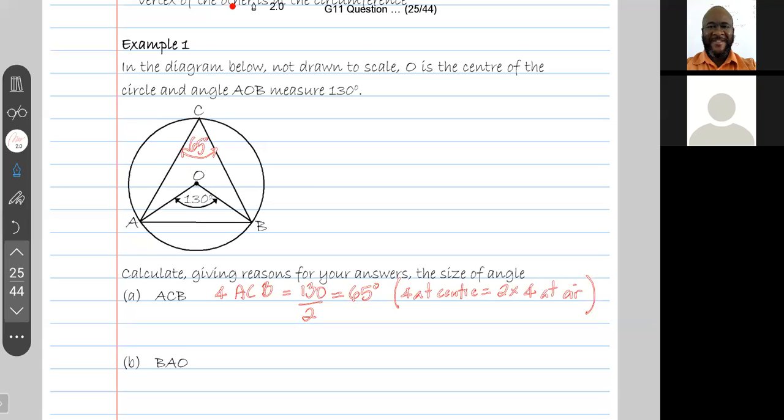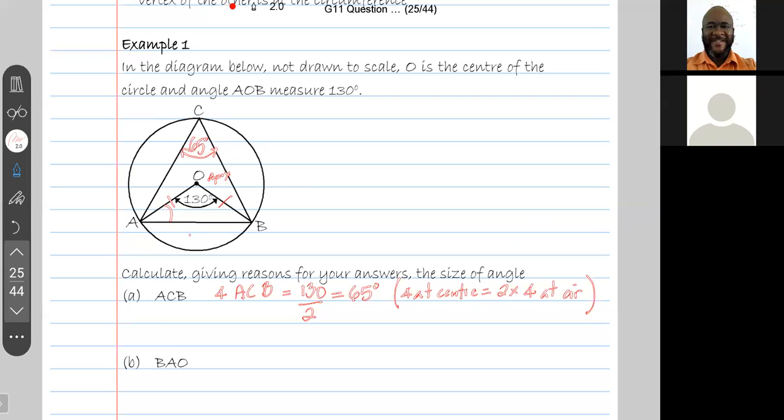Next, we're asked to find angle BAO. So that's angle A. In order to find that, you'd have to recognize that AO is a radius and OB is also a radius. So that would mean that for the triangle OAB, 2 of the sides are equal. And if 2 of the sides of a triangle are equal, that triangle is an isosceles triangle. For the isosceles triangle, the 2 equal sides meet at the apex, which is O. So this is the apex.